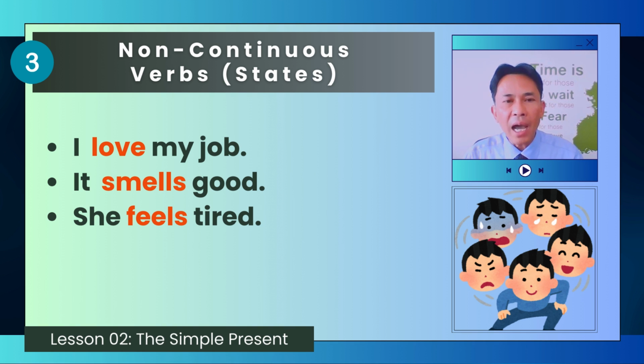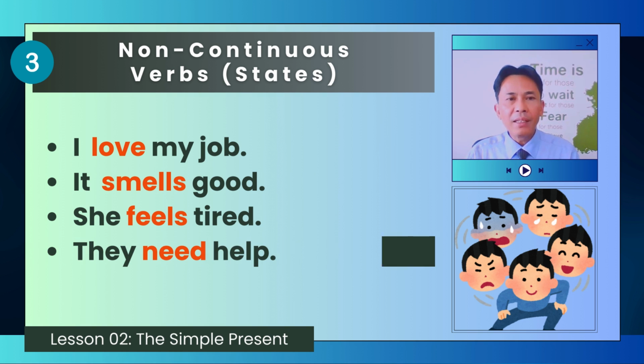She feels tired. Here, we are talking about a feeling. Again, the subject here is she. So we need to add an S to the verb. Let's look at one more example. They need help. Now remember, we don't say they are needing help. Even though it's happening right now, need is a non-continuous verb or a stative verb. So we say they need help instead of saying they are needing help.